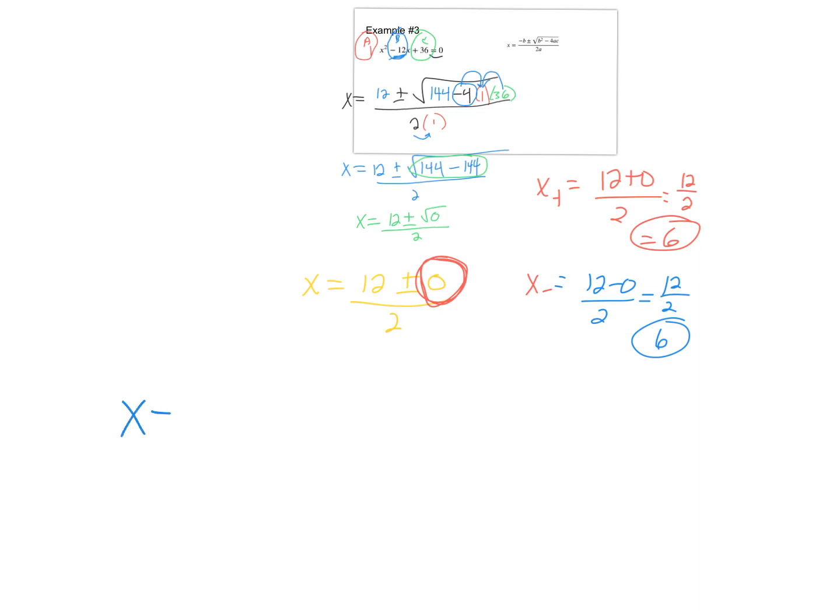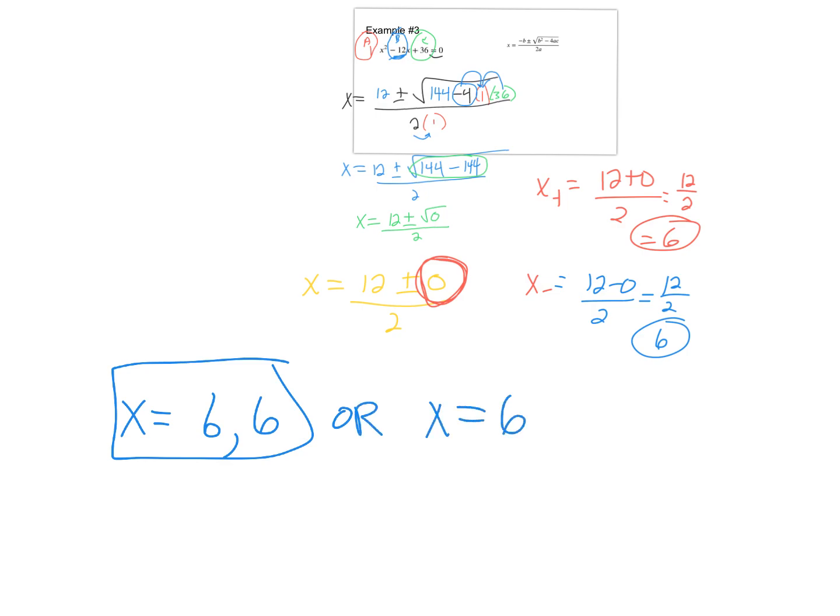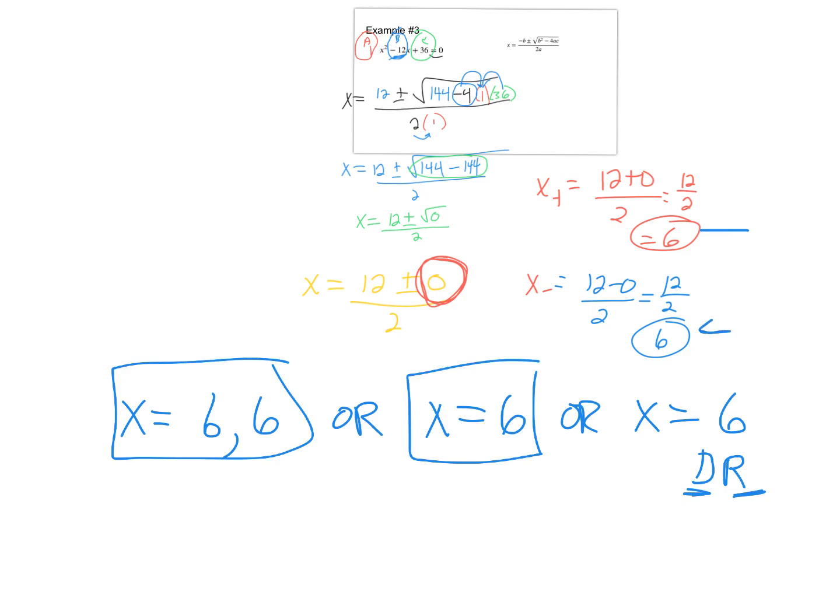So, some teachers will say you have to write it as x is equal to 6 and 6. Some say you have to do that. Some teachers are going to say, well, I really got 6 twice, so it really means x is just 6. You can write it like that. Or, some teachers may even say, you're going to write it as x equals 6 with the letters DR underneath. D meaning double, R meaning root. We would say it's a double root because the number 6 appeared twice in my solution.